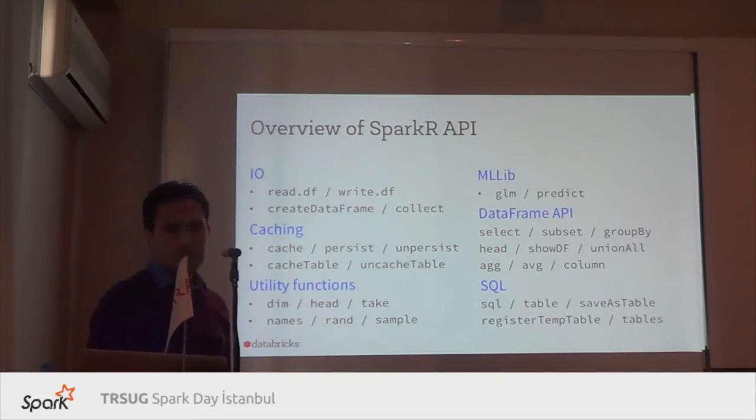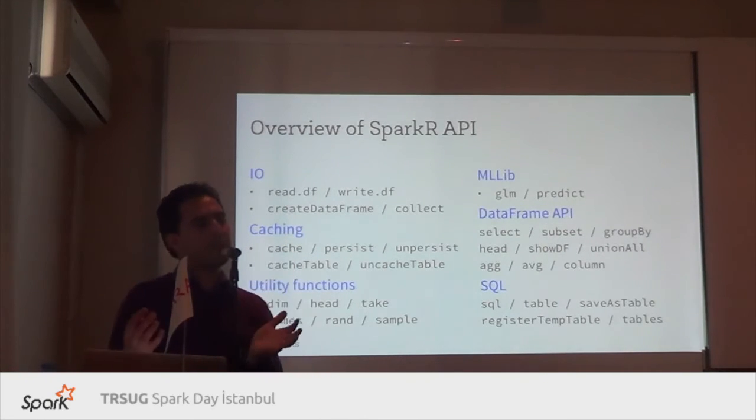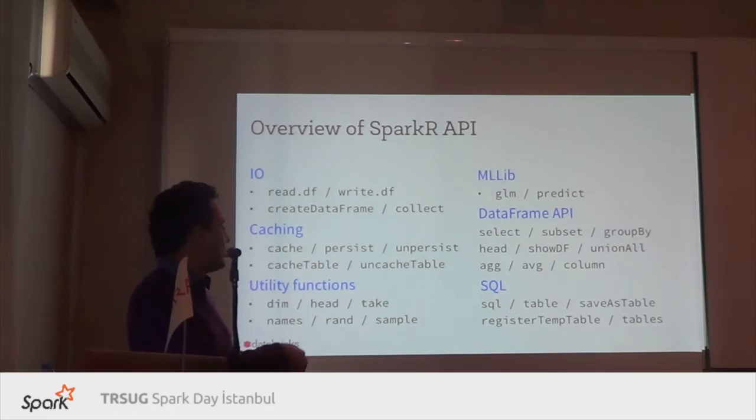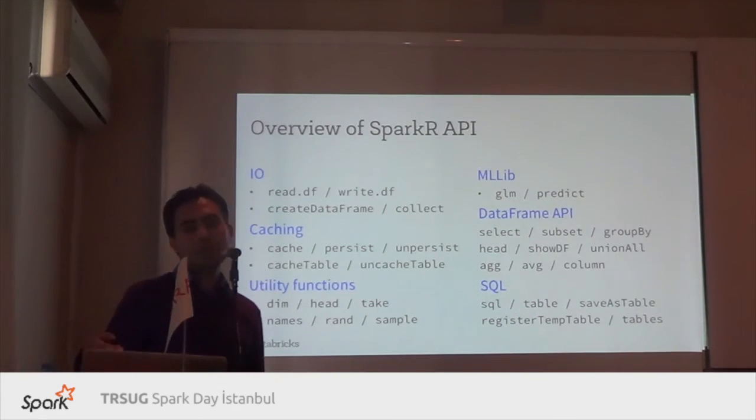DataFrame API, these are all the methods you can use to manipulate, filter, transform, aggregate and summarize Spark data frames, distributed data. And then SQL. As I said, a data frame is just like a table. So you can manipulate it using the API in a native language, or you can manipulate it and query it using SQL. And we'll see how you can do that.